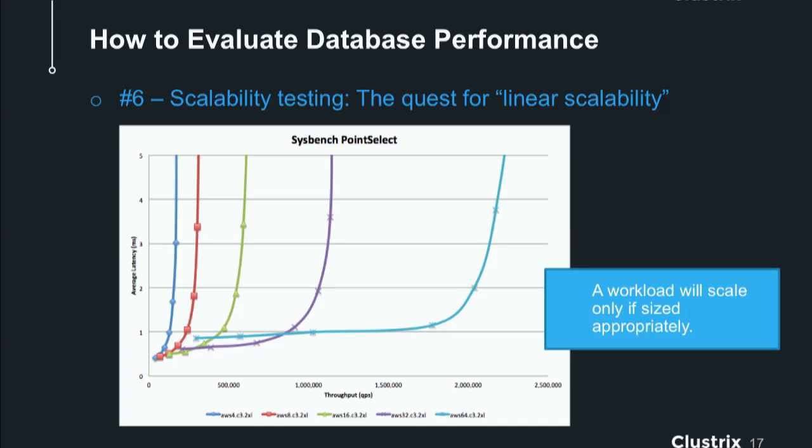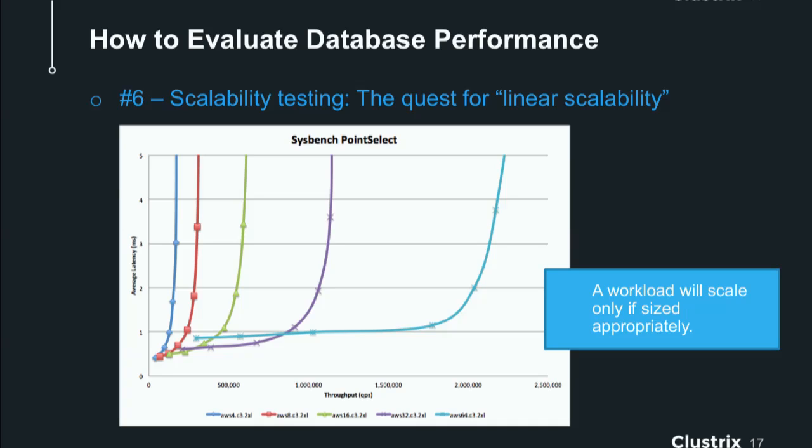The problem with that model is that a system will scale linearly or near linearly only if the workload is appropriately sized for the lower two systems, right? And I like to use this chart. This is actually a chart we put together trying to prove over 2 million transactions per second in an AWS environment. But if you focus down in the bottom of this chart, you'll see that these data points represent a similar type of load, doubling the load on a cluster at that time.